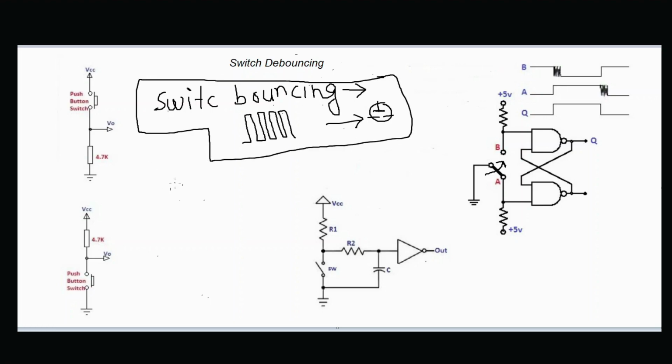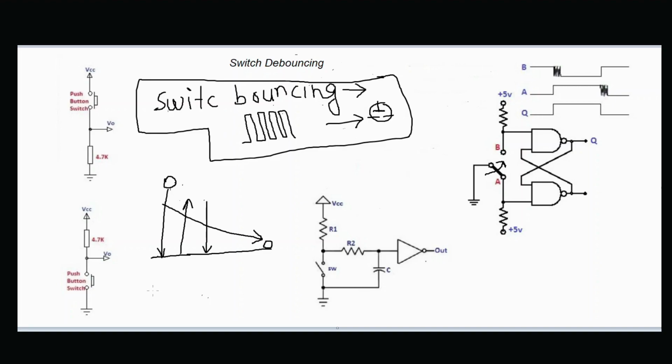Let's take one example. Take the example of a bouncing ball. When it drops on the ground, before it comes to rest, it bounces back and then again falls to the ground. It takes some time to come to rest. So we can take that as an example to understand this switch bouncing phenomenon.